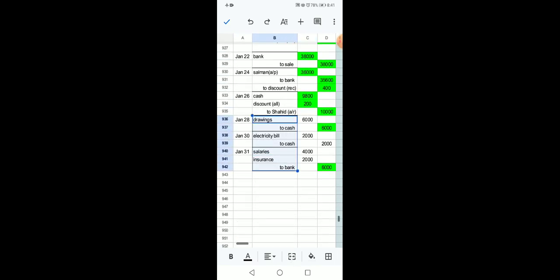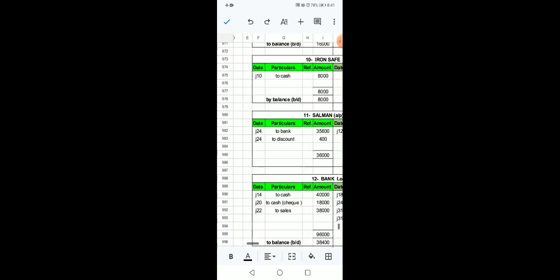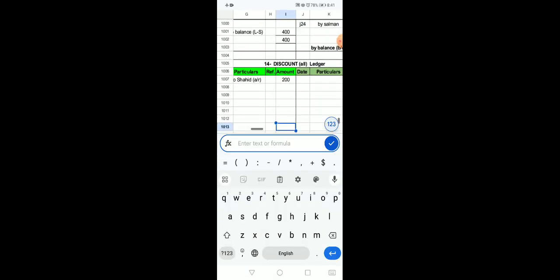See if discount is present anywhere else. These three entries were left. Discount is not mentioned over there. It means posting for discount is completed. Now it's time to calculate the balance. First step is to take the sum of both sides.